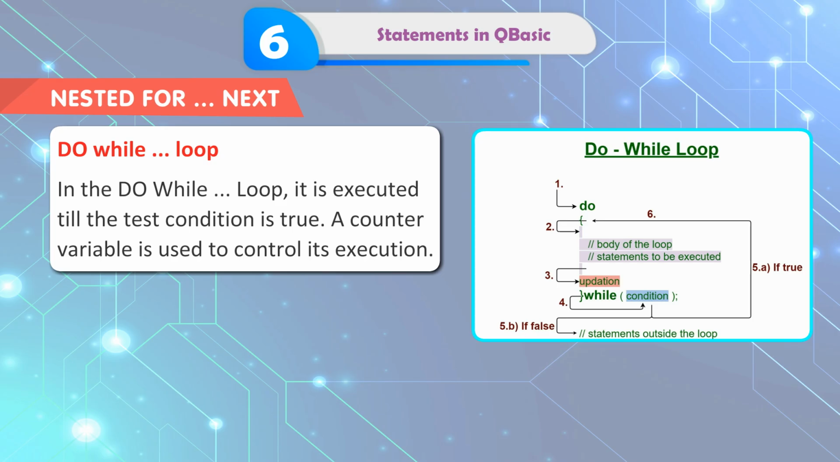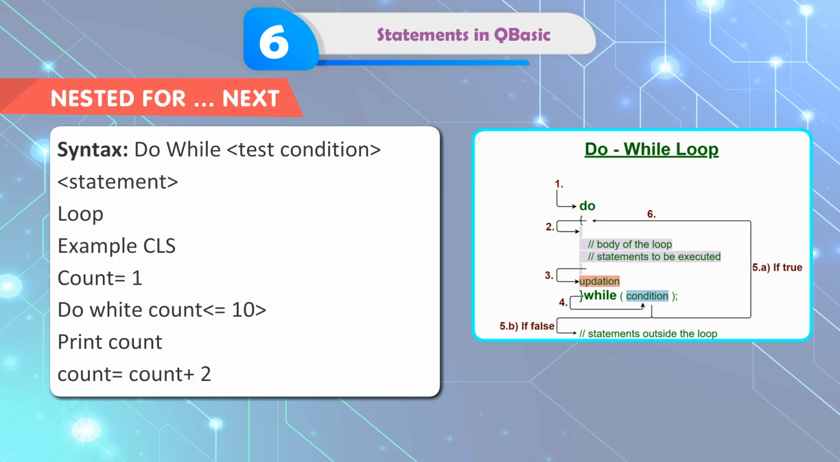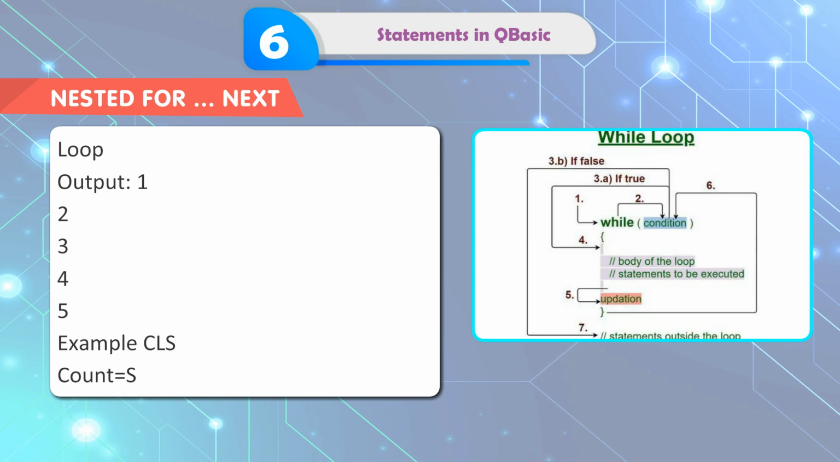Do While Loop. In the Do While loop, the loop is executed till the test condition is true. A counter variable is used to control its execution. Syntax: DO WHILE test condition, statement, LOOP. Example: CLS, count = 1, DO WHILE count <= 10, PRINT count, count = count + 2, LOOP. Output: 1 3 5 7 9.